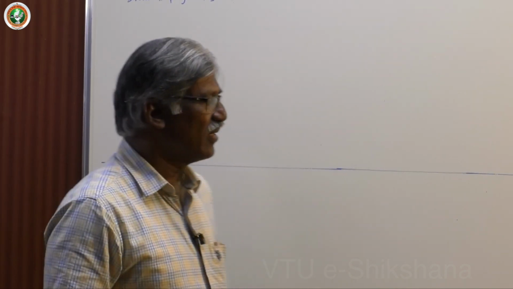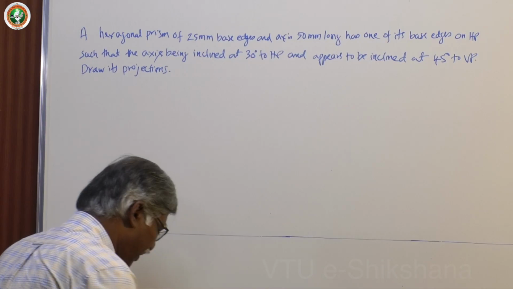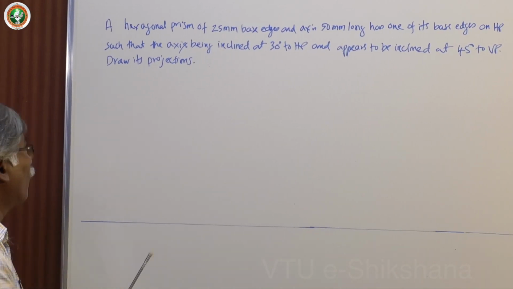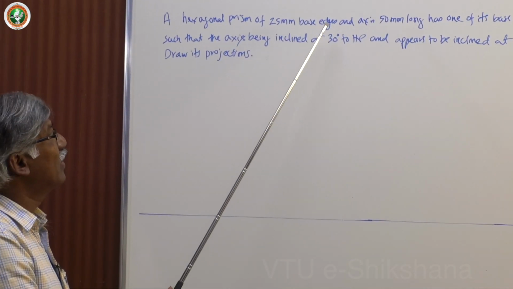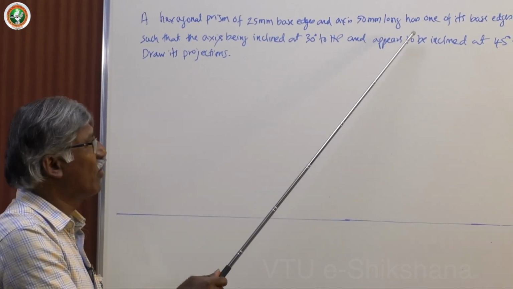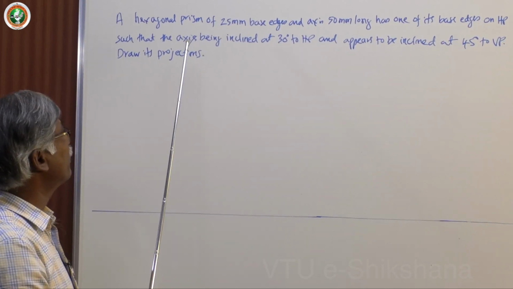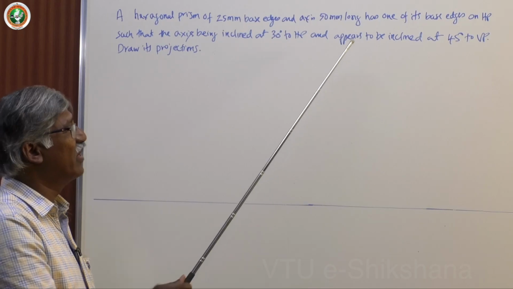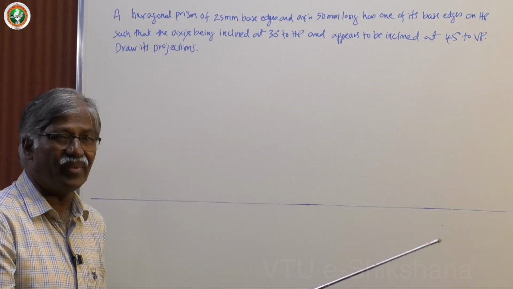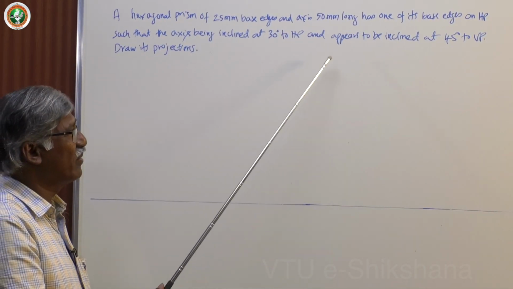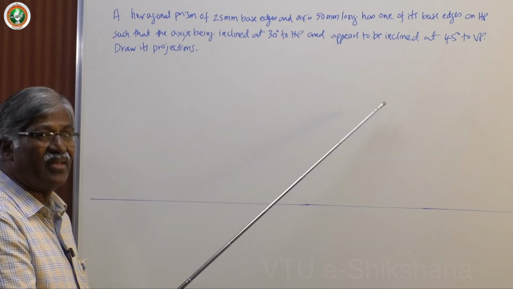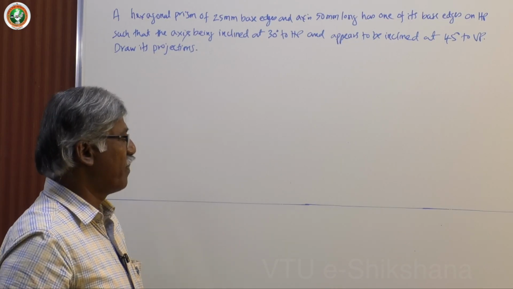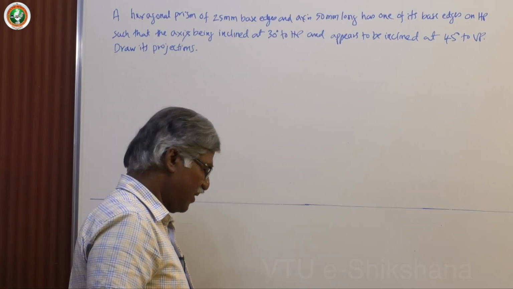So let us take a problem which is identified as a hexagonal prism of 25 mm base edges and axis 50 mm long, has one of its base edges on HP, such that the axis is inclined at 30 degree to HP and appears to be inclined at 45 degree to VP. Here, unlike other problems, I have taken directly only one case, and then we will discuss the remaining cases after getting the solution. Now let me start working on the problem.